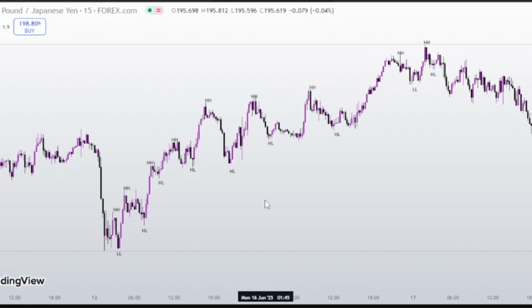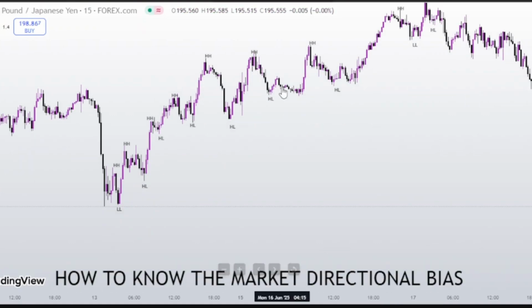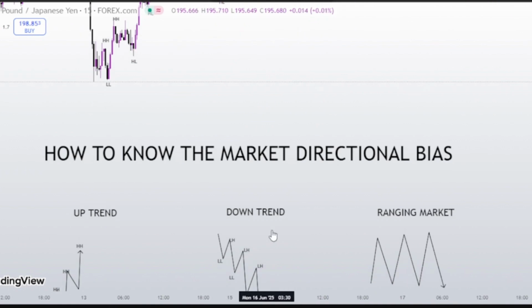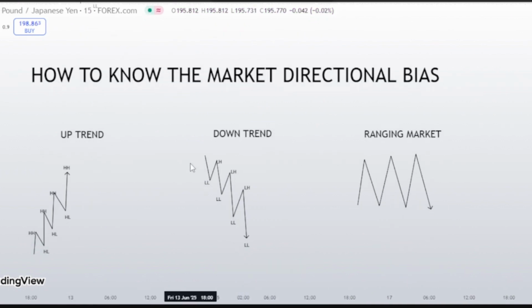So as we said, this is an example of the market moving upward, which is an uptrend on the chart. It's simply when the market creates a higher high, higher low, higher high, higher low, and so on. This indicates that the market is currently heading upward. So we have talked about the first one, the uptrend. Now let's talk about the downtrend.